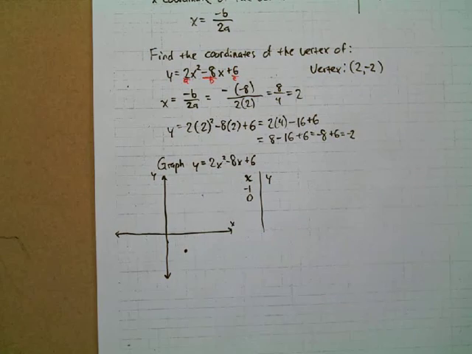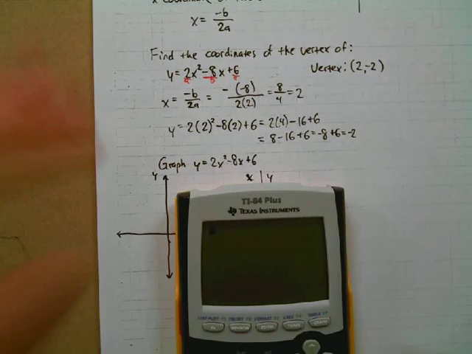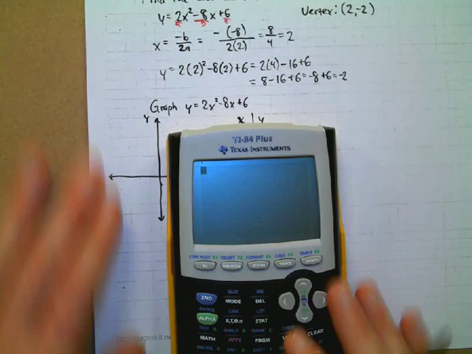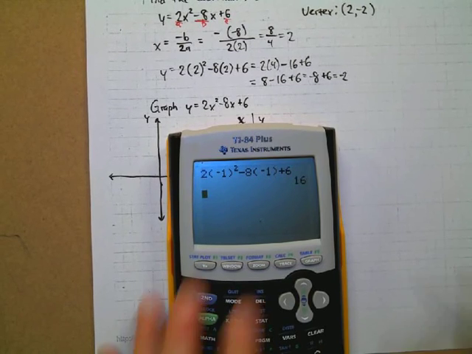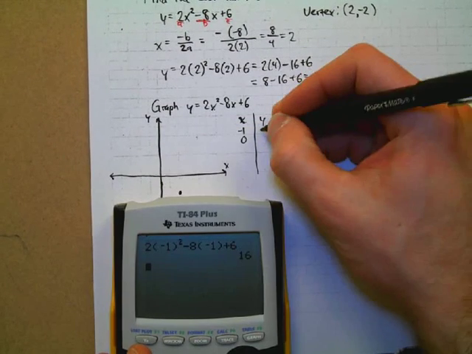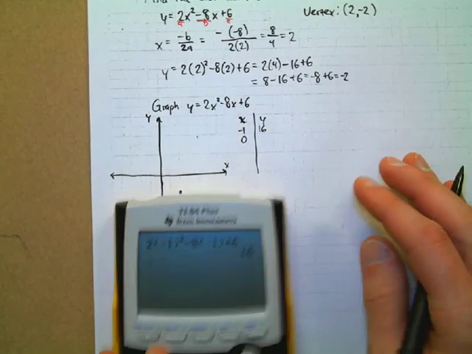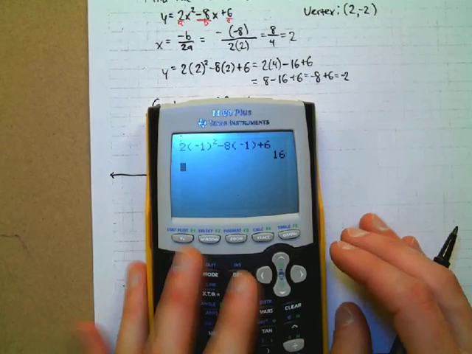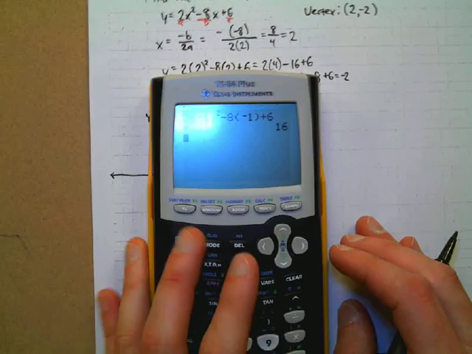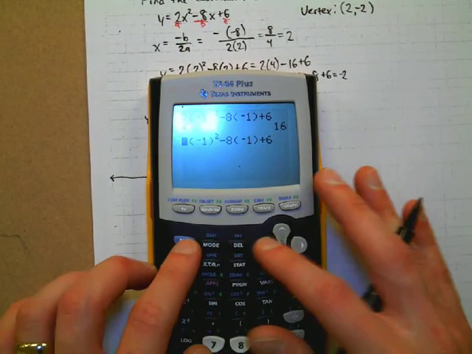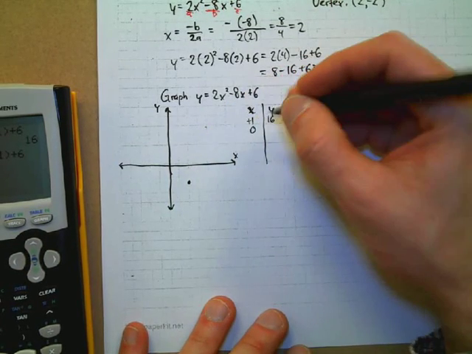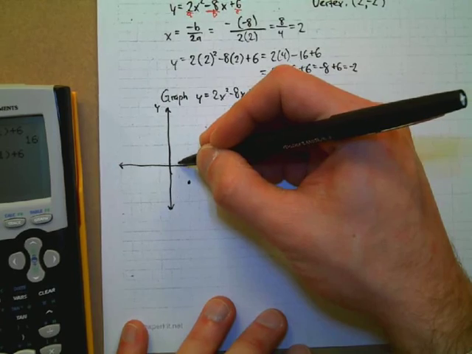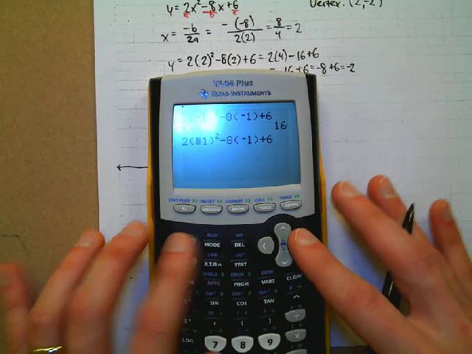So 2 parentheses -1 squared minus 8 times -1 plus 6 gives us 16. Okay, that's going to be ridiculous. And then let's try 0. Oh wait, no wonder I put in -1. I don't want -1. I should be putting 1 here. I don't know why I said -1 on the table. I'm sorry, guys. I should have said 1 because that's a positive 1 there. That's my mistake. All right, so let me delete out those negatives. Okay, there we go. Okay, 1, 0, and then let's put in 0.